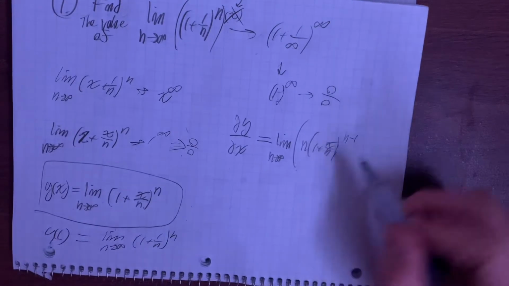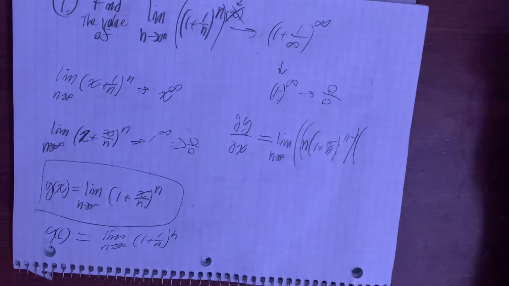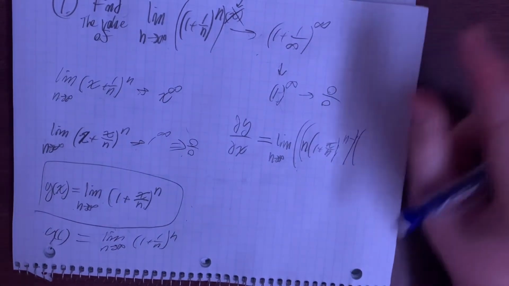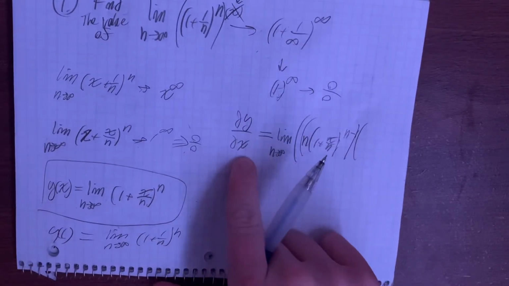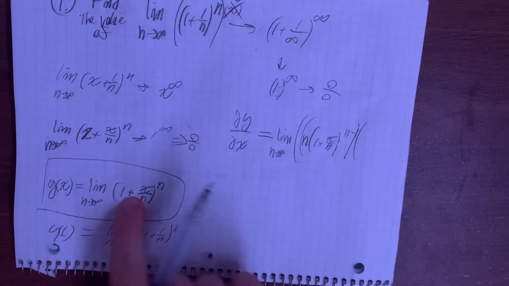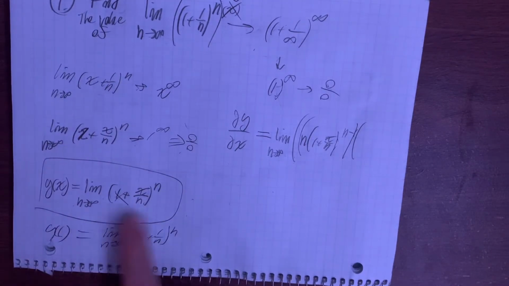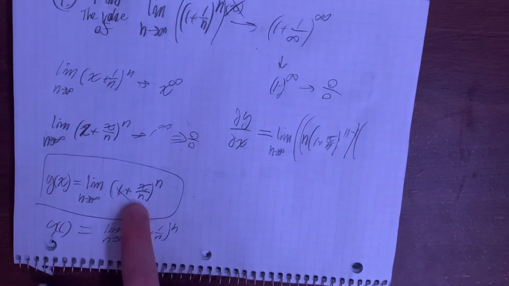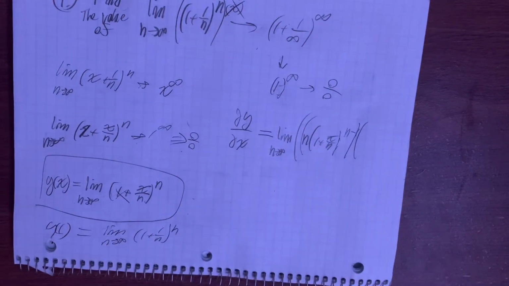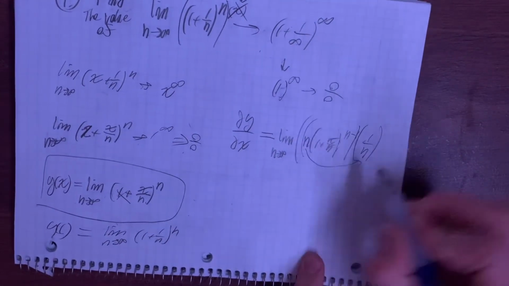Okay, that makes sense. And then we're going to multiply that by the derivative of the inside, because of the chain rule, and we are differentiating with respect to x. So the derivative of 1 plus x over n: well, 1 is just a constant, so that drops out, and x over n is x times 1 over n, where 1 over n is a constant. The derivative of x times a constant is just the constant, so it's going to be 1 over n. And what you notice is this and this cancel out.